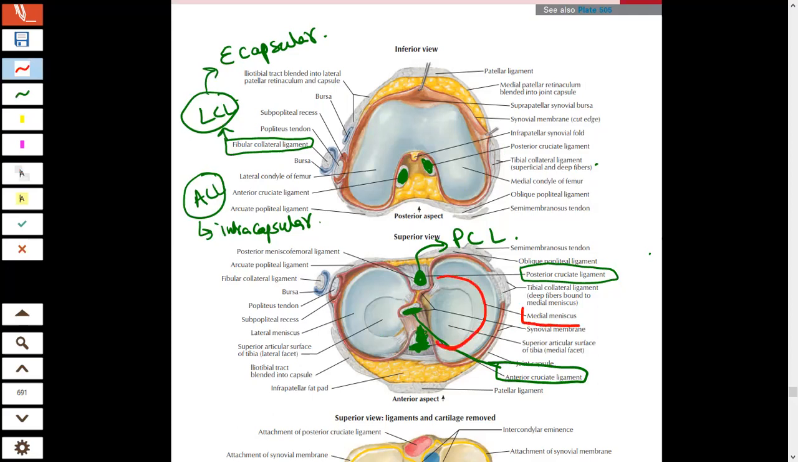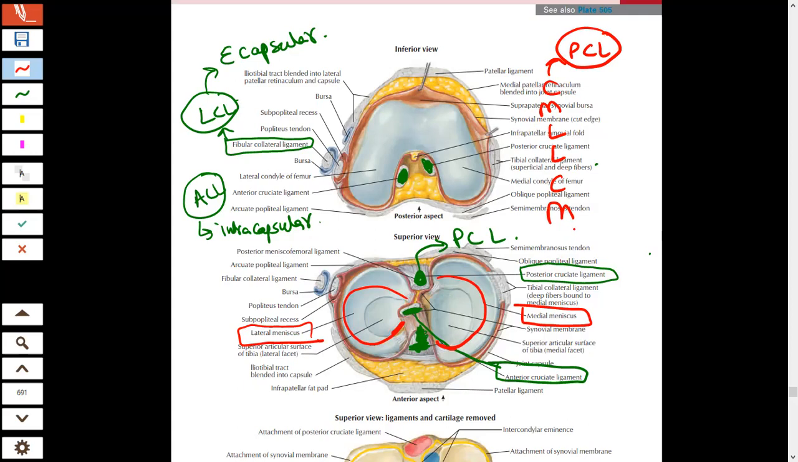This is your medial meniscus. And this one here is your lateral meniscus. So if you want to understand it, you can draw the diagram like this. MCL, LMC. So C is the most posterior structure, your posterior collateral ligament.